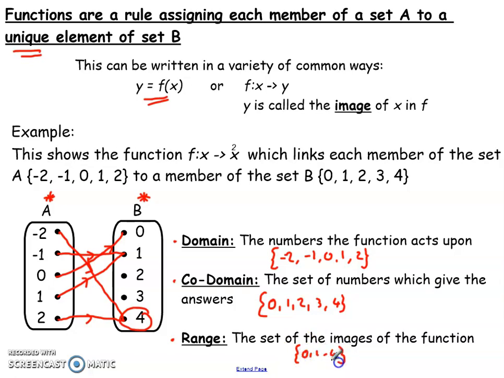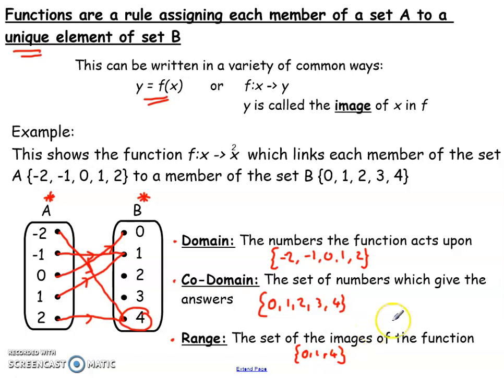Yes, my codomain has the 2 and the 3 in it, but I don't get a solution. They are not an image given by some value from A, so I don't include them in my range. Think of it that way. Range is the answers you get. Codomain is the bit where the answers could possibly lie, and domain is what we put into the function.